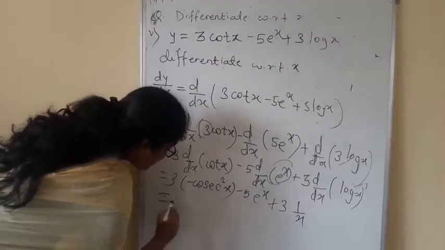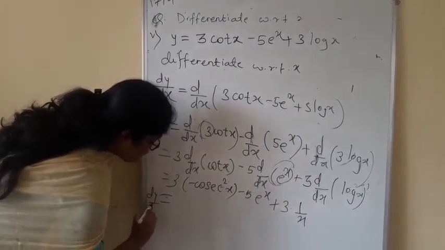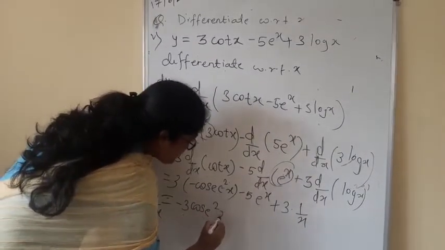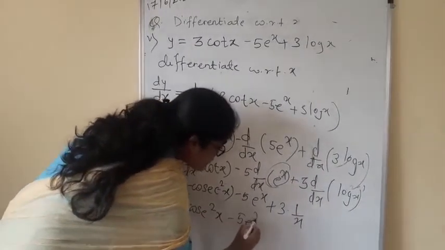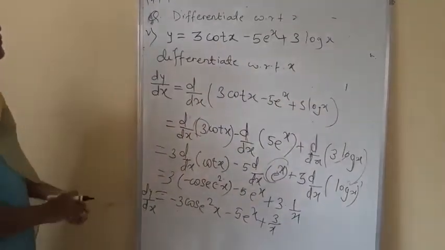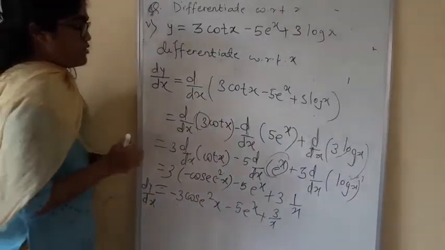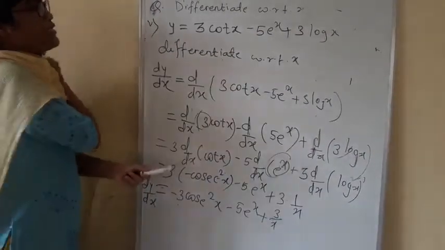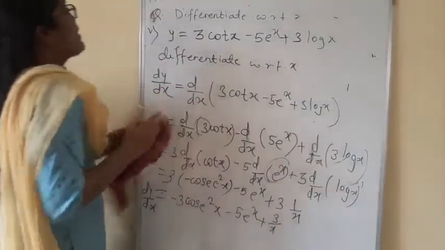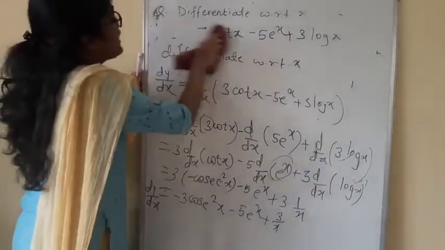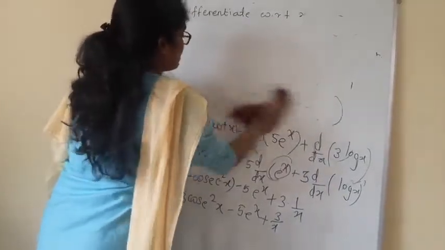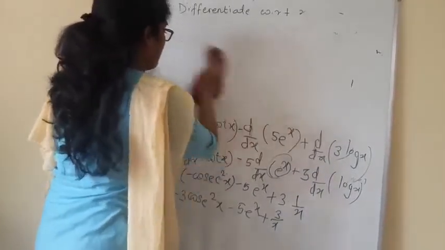So our answer will be dy by dx equals minus 3 cosec square x minus 5 e raised to x plus 3 upon x. So this is the answer. So next problem. The next problem will be based on rules of the derivatives.